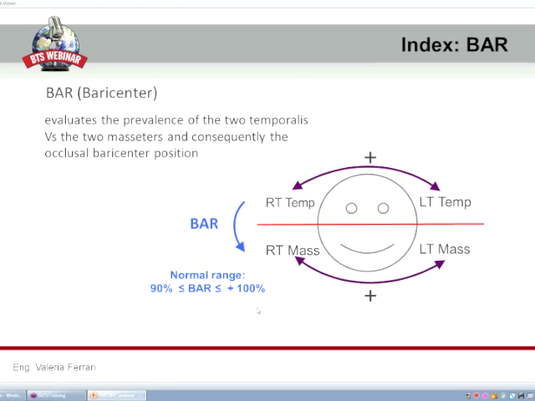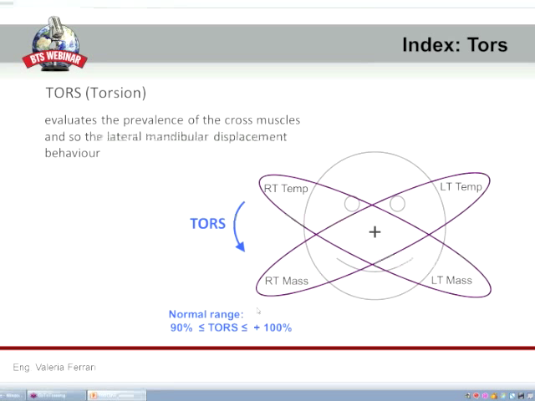In physiological condition, the barycenter is a little bit posterior, and if it moves anteriorly, this can lead to a pathological condition because an anterior barycenter can overload the TMJ. The torsion index evaluates the prevalence of the cross muscles. In the first page of the report, it is represented by the arrow in the target, and this index shows if there's a lateral displacement behavior of the jaw, not a macroscopic displacement, of course.